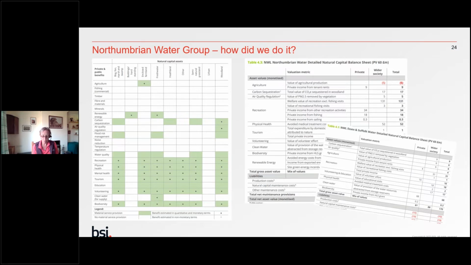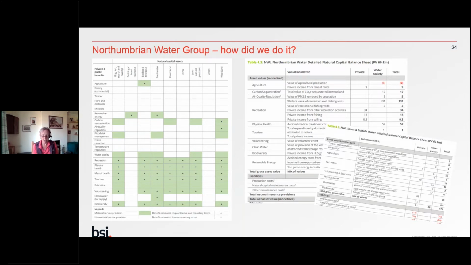We then considered what benefits are realised from these assets, and which of those we could apply a monetary value to. There are some material benefits that we haven't measured. They were either too hard to quantify, or we had insufficient evidence to put a value on them. So things like water quality and flood risk management, both of which are really key issues for us, but it's an acknowledgement that we need to do more in future.